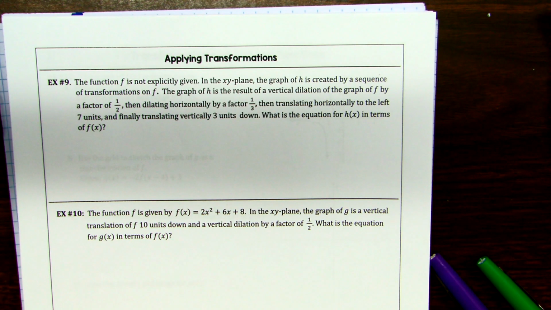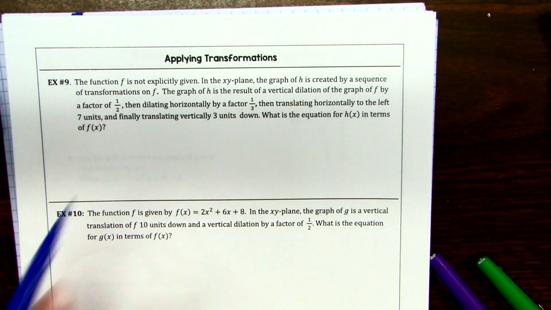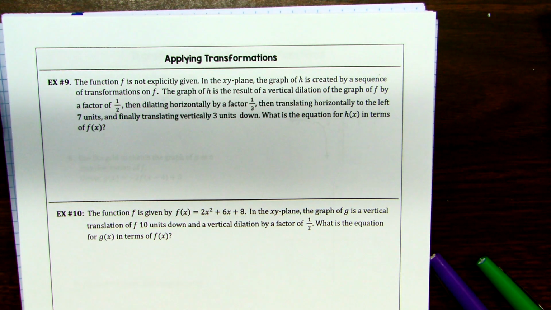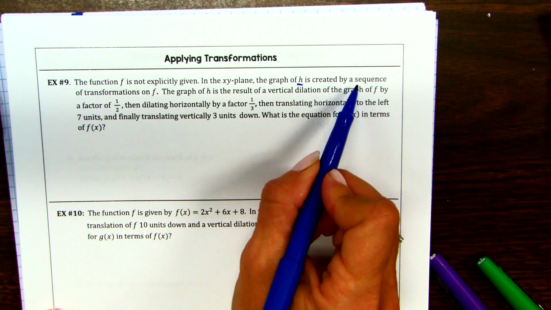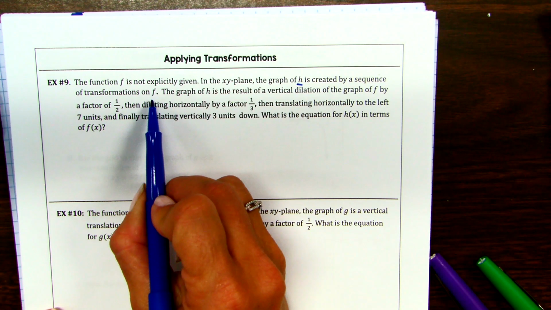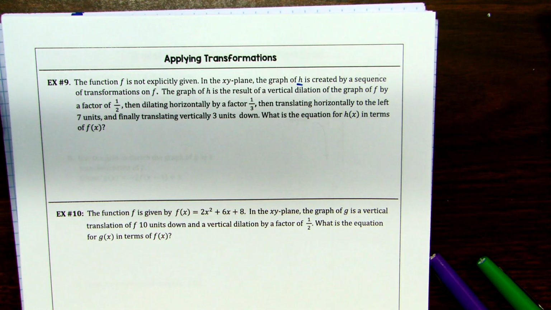Okay, so this big long paragraph, it makes you want to skip it, right? But it's really just a lot of words that mean not a whole lot of work, okay? So the function f is not explicitly given, okay? We don't have the function of f. Stay with me. In the xy plane, the graph of h is created by a sequence of transformations on f. So translation there, let me explain what that means.